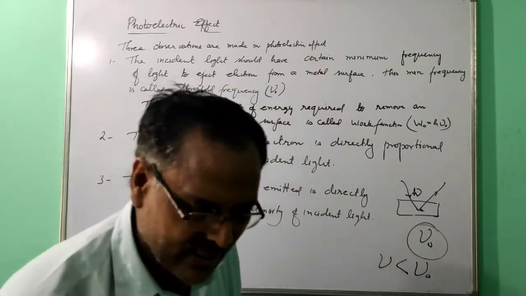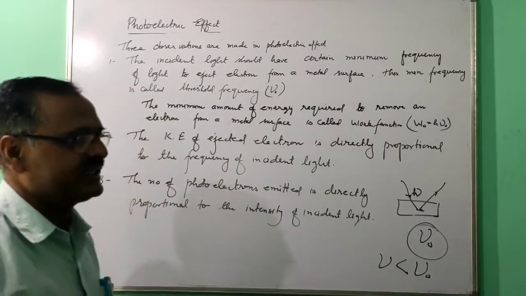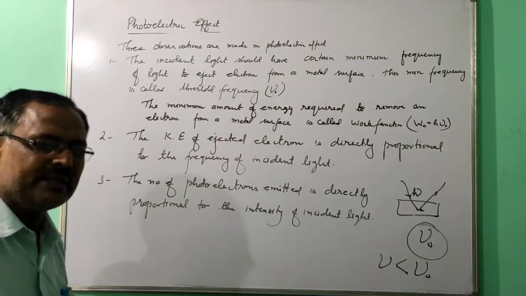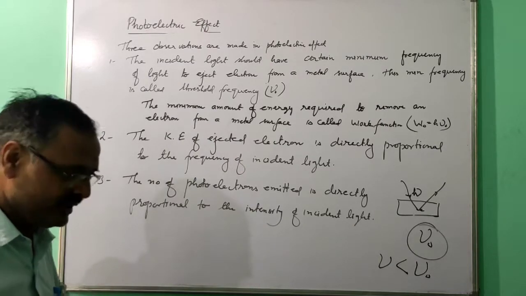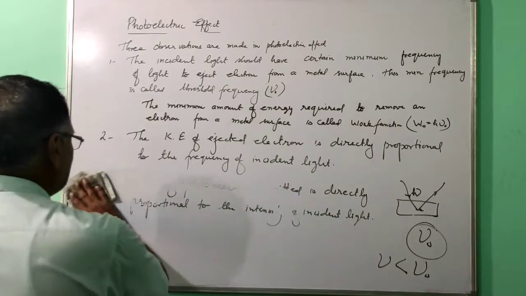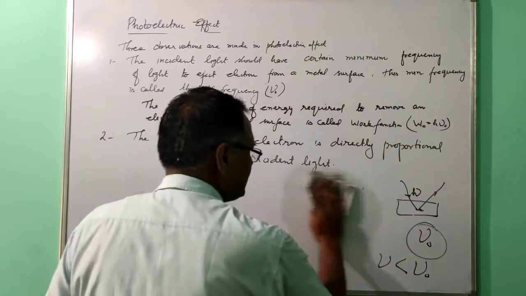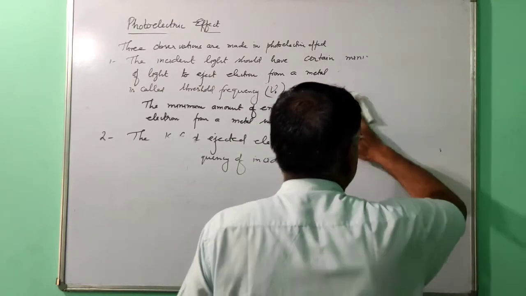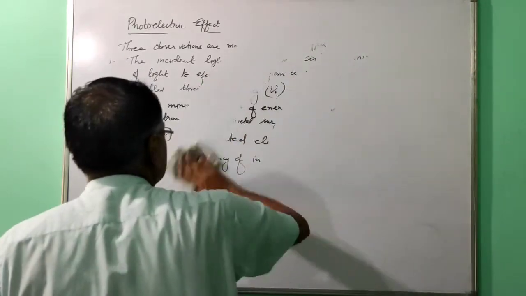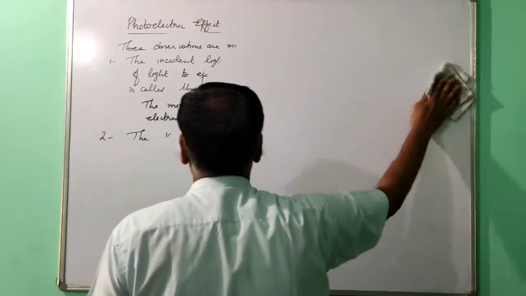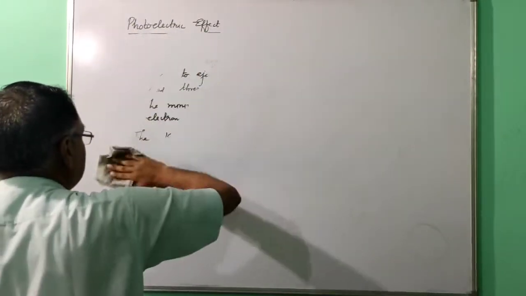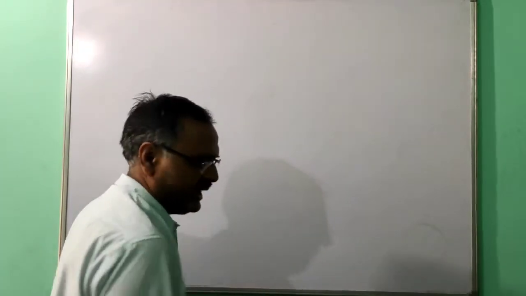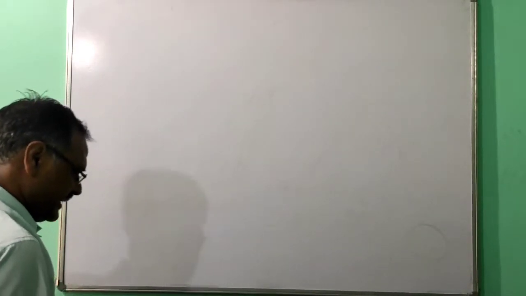So next one is explanation of photoelectric effect. Albert Einstein explained the photoelectric effect by taking Planck's quantum theory. These 3 points we are going to explain with the help of Planck's quantum theory. But you keep all these 3 points in your mind.